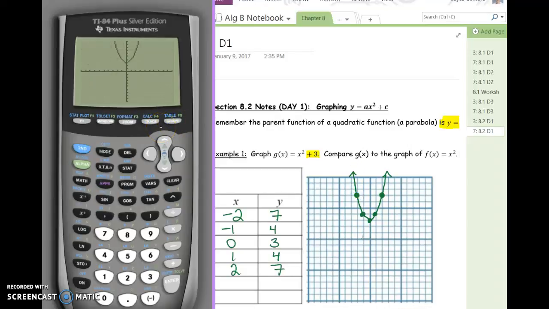And when you're connecting your points, remember that you can go back to that picture of the graph and make sure that you are connecting your points so it looks like the graph on your screen.